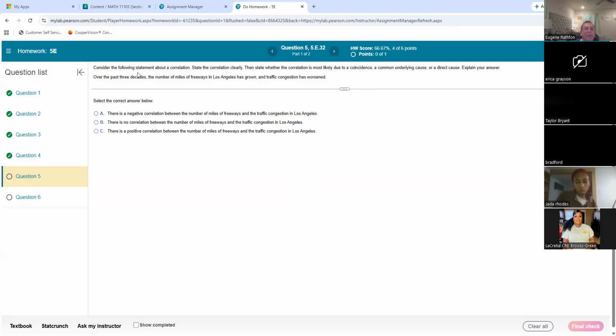All right, so they want us to consider the following statement about a correlation. State the correlation clearly, then state whether the correlation is likely due to a coincidence, a common underlying cause, or a direct cause. So we'll explain our answer.